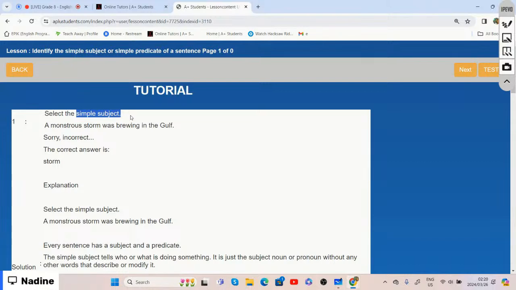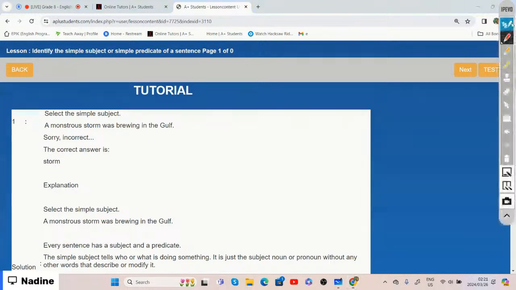All right, so if we select our simple subject, we will say it is storm, right? So what was brewing in the Gulf? It was storm. And remember, we said when it comes to a simple subject, it is just the subject noun or just the pronoun without any other words that describe or modify it. So we're not going to say the monstrous storm. We're just going to say storm, because that was brewing in the Gulf. So a simple subject is storm, right?